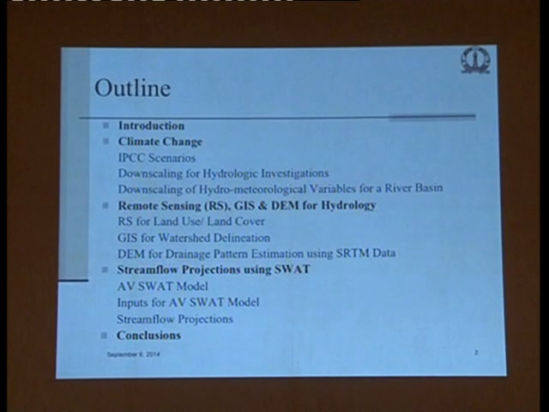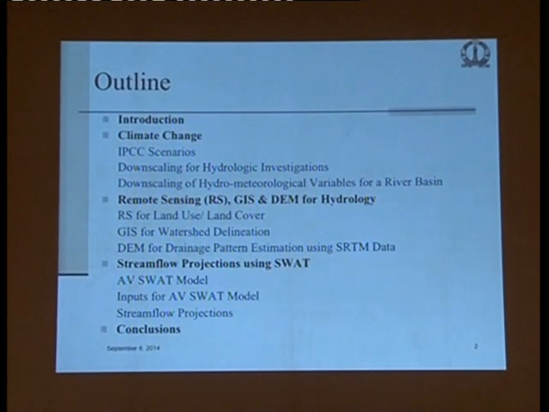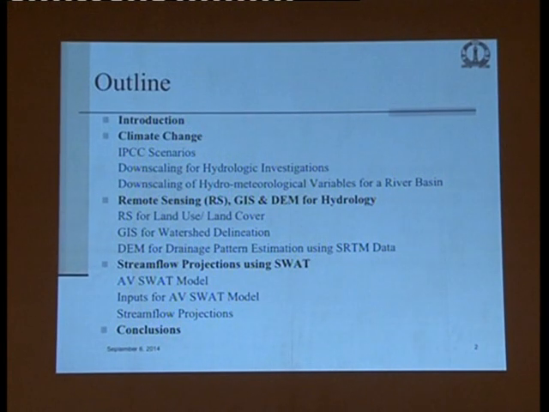Once we obtain the climate information for hydrology, to complete the hydrologic information extraction, we also require remote sensing, GIS, and DEM, and we try to see their role and how we can utilize them. And finally, using all of them in a reasonably good conceptual hydrologic model, we try to look at what is going to be the future in terms of river flows in a basin for a given climate change scenario. So that's what I try to focus on.